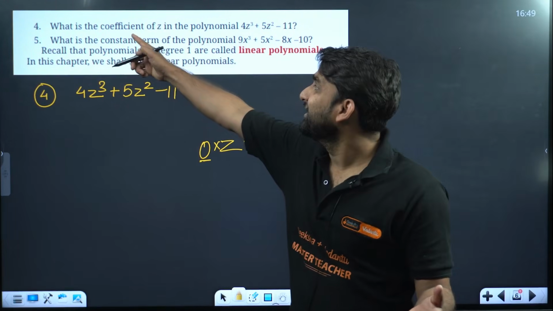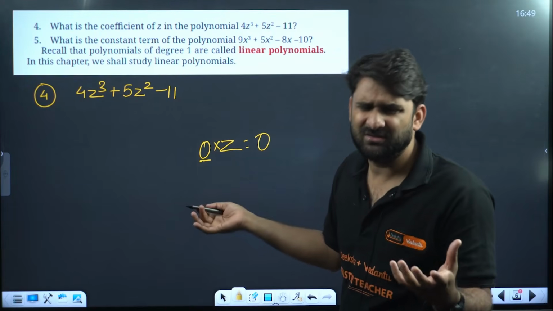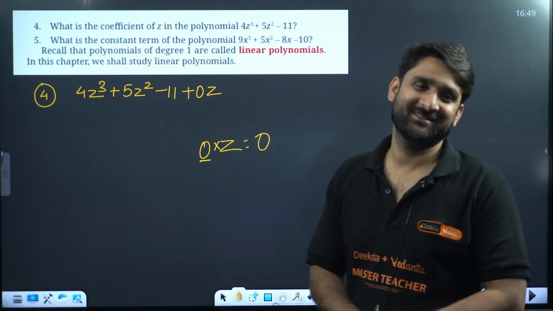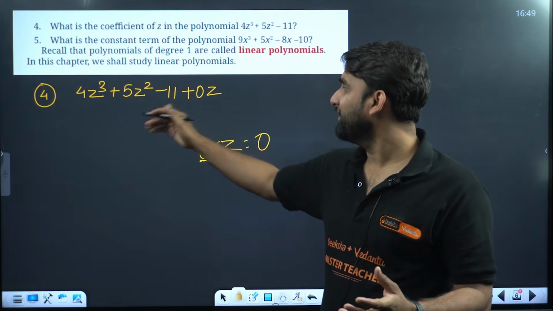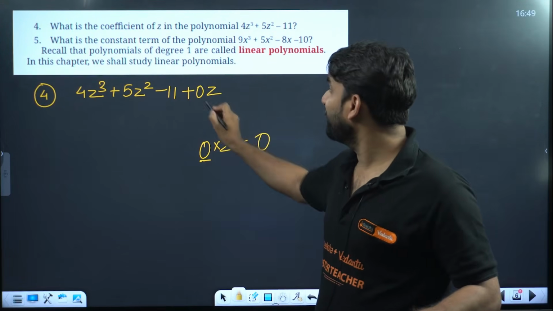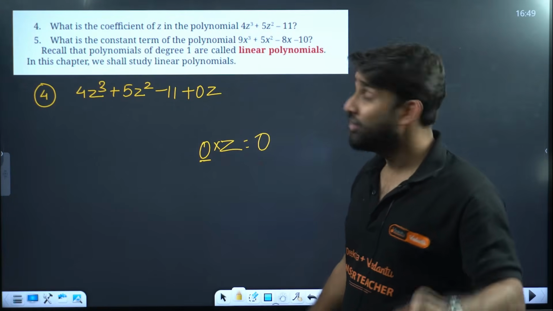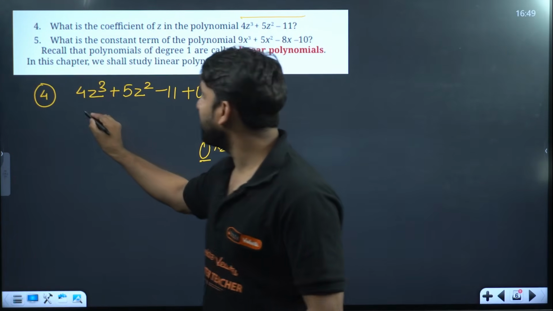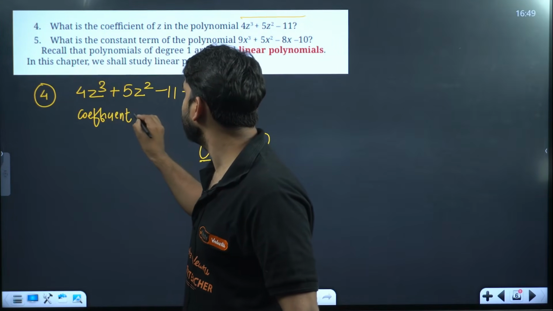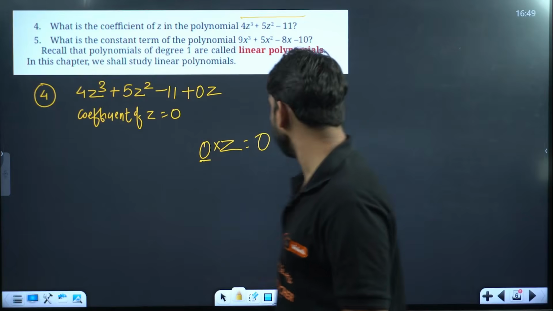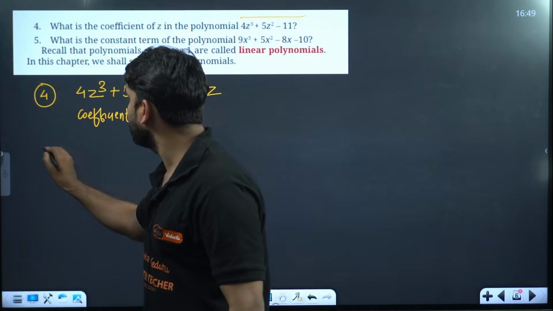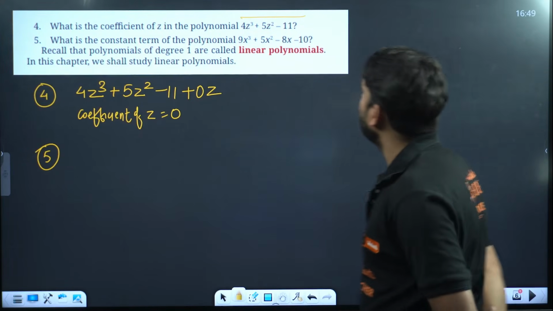So in this question, for the coefficient of z, just imagine 4z cube plus 5z square plus 0z minus 11. By the way, 0z should come before 11, but no problem. So what is the coefficient of z? The coefficient of z will be 0, because z is not present here. So the question was a little bit tricky. The coefficient of z here is 0. I hope this question is clear to you all. Okay, moving to question number 5. What is the constant term for this polynomial? Very easy.